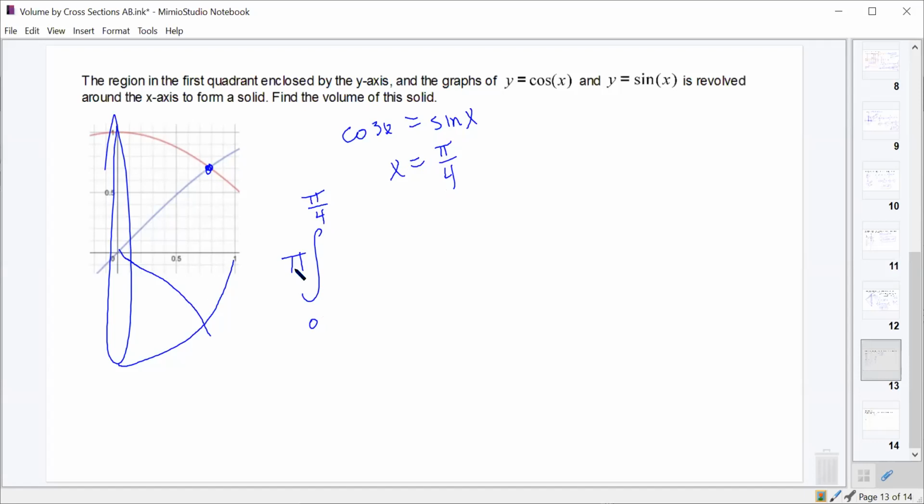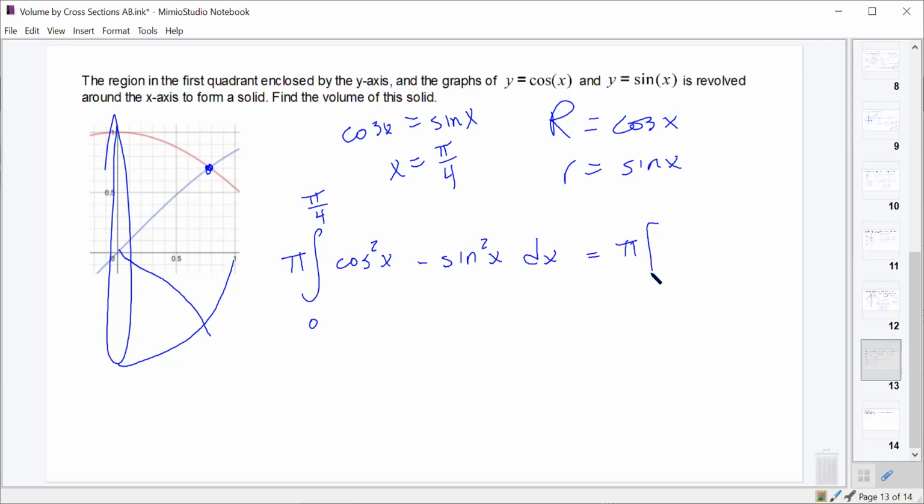Well, what's the outer radius? That's capital R. Which one is the larger function? Cosine x. And the lower bound of that region is sine x. So it should be cosine squared x minus sine squared x, dx. Everybody good there? Yep. Okay. And this should be pi.